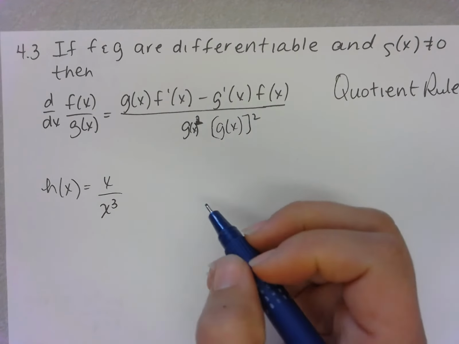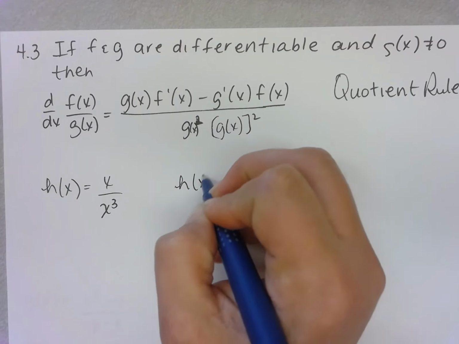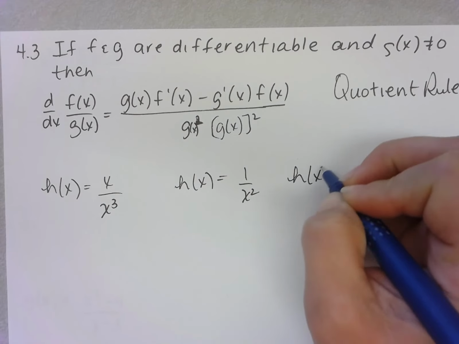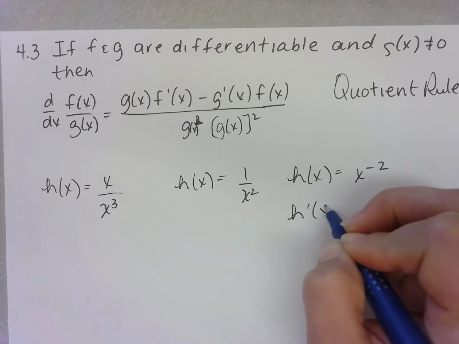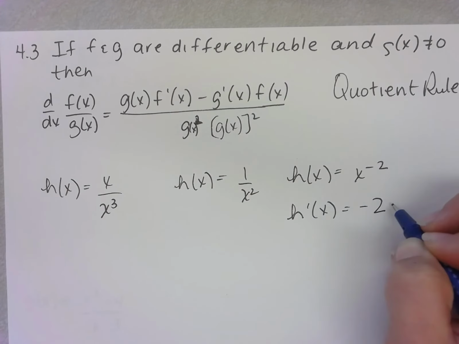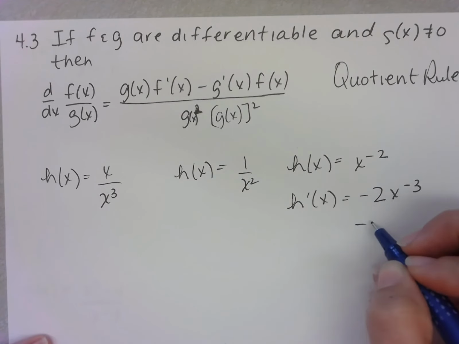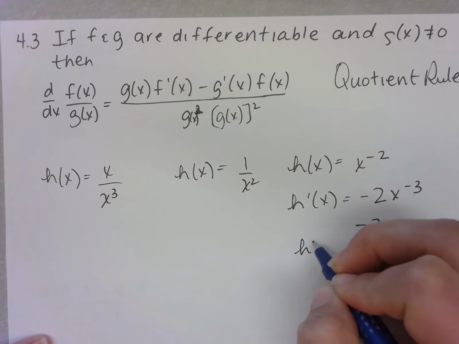So h, if I simplify it, is really 1 over x squared, which I could write as x to the minus 2. So h prime of x, using our power rule, is negative 2 x to the minus 3. Or without a negative exponent, I could write it as negative 2 over x cubed as my h prime.